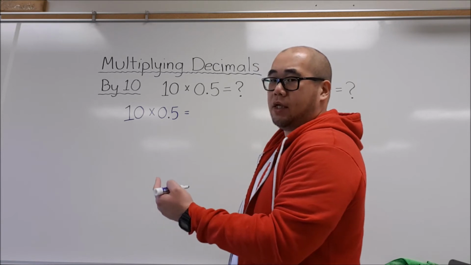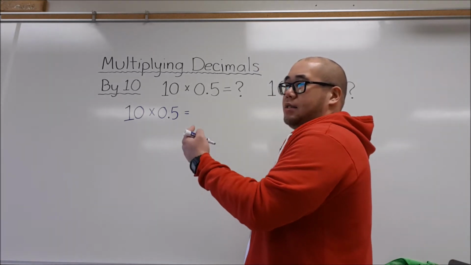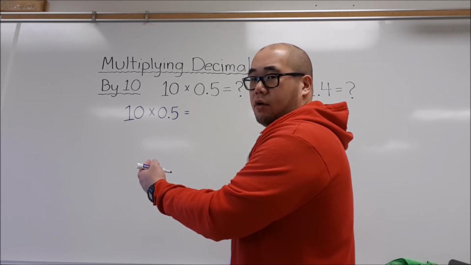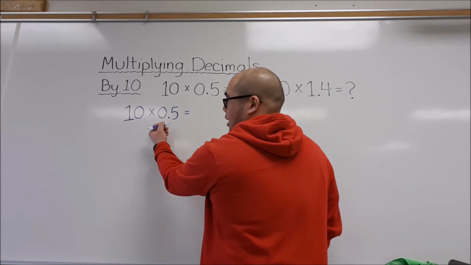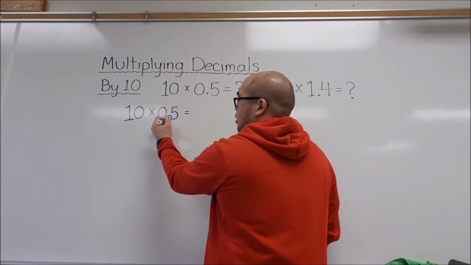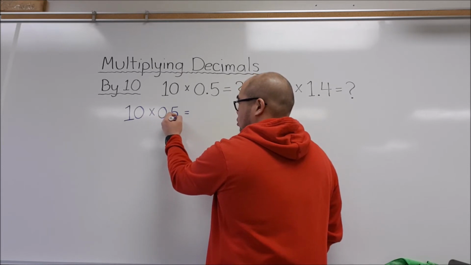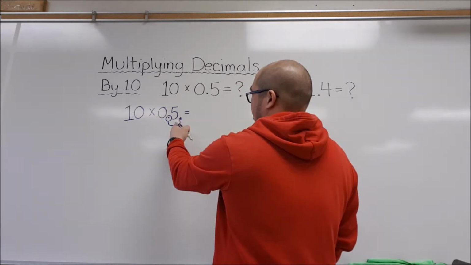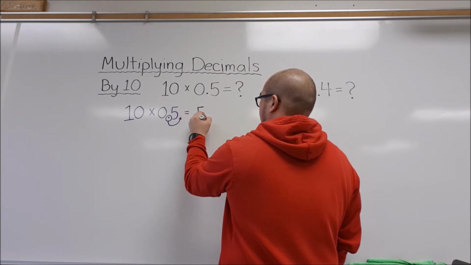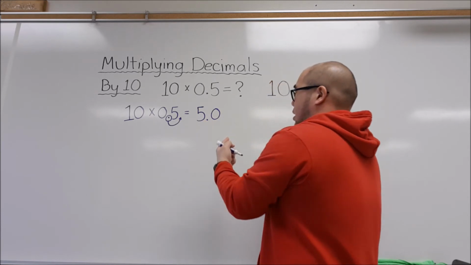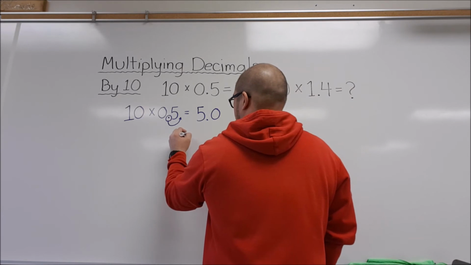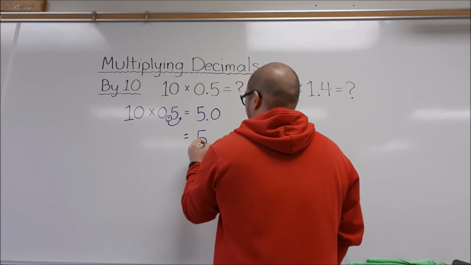When we're multiplying a number by 10, we're moving the place value over. We're making the number greater. It's getting bigger. So if we're looking at this decimal place, we need to move it one spot to the right. When we do that, our answer becomes 5.0. But since we don't need to show the 0 after the decimal place, our answer is actually just 5.